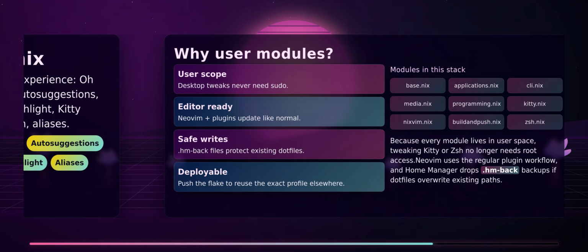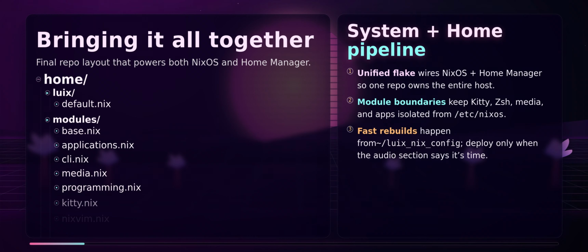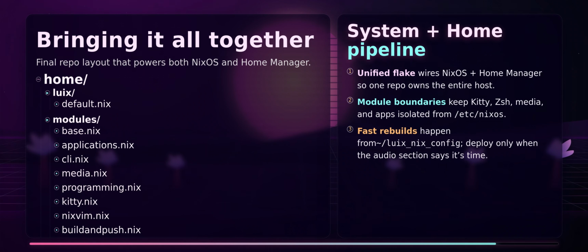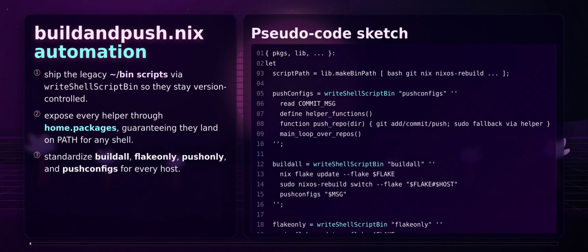The flake orchestrates both system and user layers, and the user config is broken into clear modules. And all editing testing happens in the home repository without sudo. When it's time to deploy, I just run sudo nixos-rebuild switch or use my module. So let's zoom into two special sources of modules, the build push nix and the kitty nix.